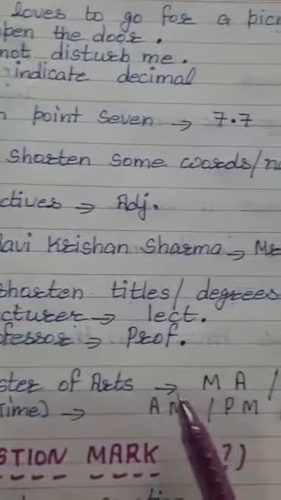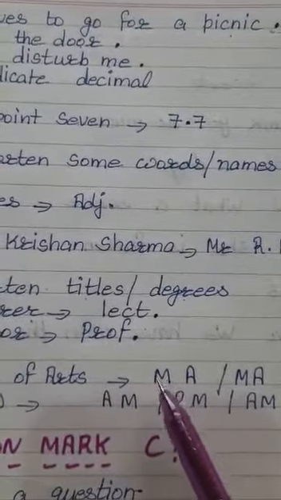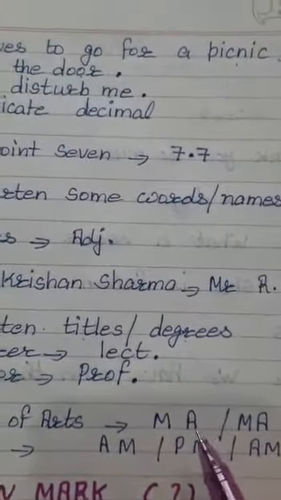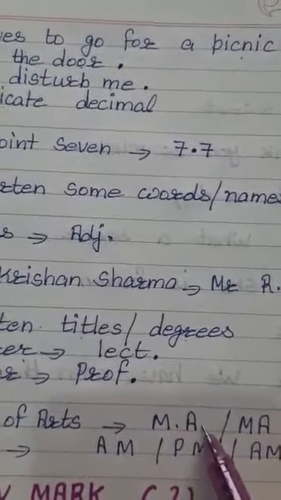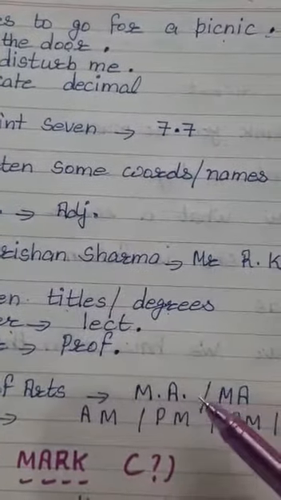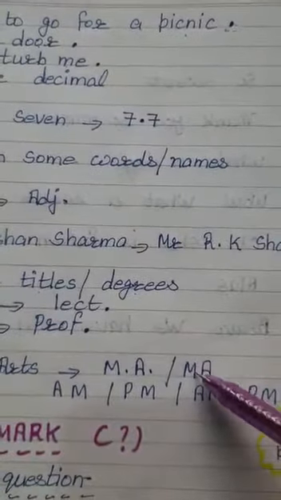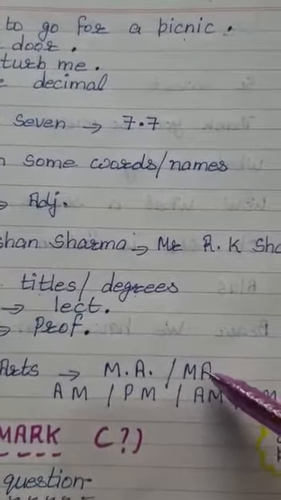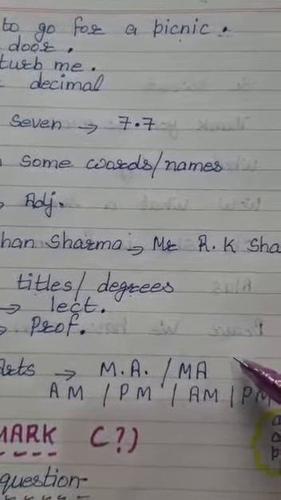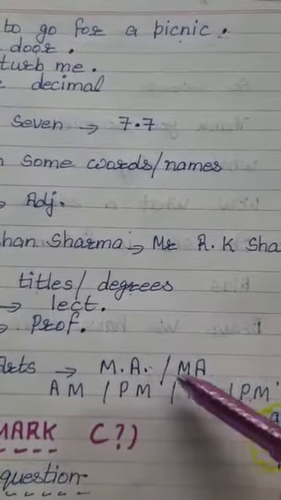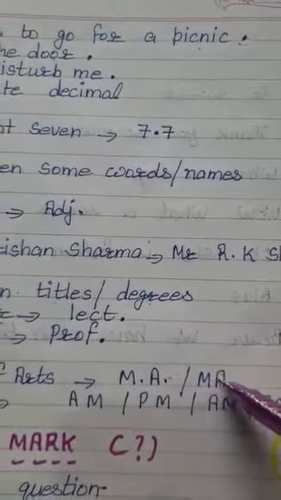Next is if we are writing degrees like Master of Arts or Bachelor of Arts or anything, then you can write it as M.A., meaning m dot a dot. But these days, students, we are seeing that if you are writing simply MA in capital form, then it is also okay. You can follow both patterns or any one of the given patterns.